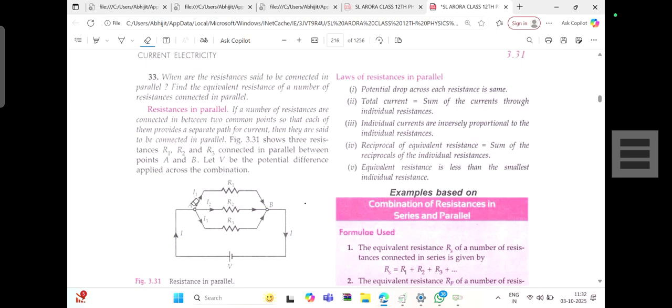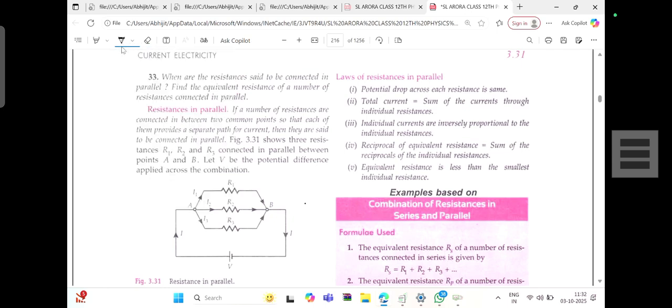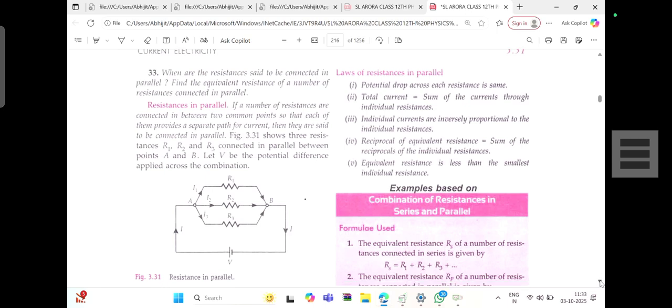So this is the I1 current flowing through the R1 resistance, I2 current flowing through the R2 resistance, and I3 current flowing through the R3 resistance. The voltage across these points is equal. That means the voltage is the same for parallel combination. So how can I find the equivalent resistance in this case?